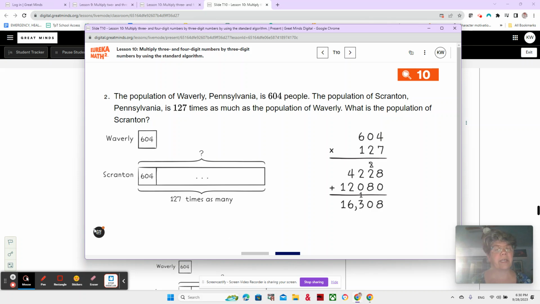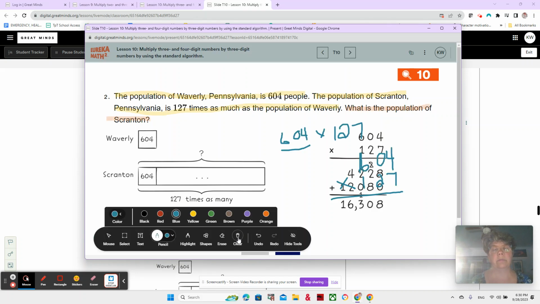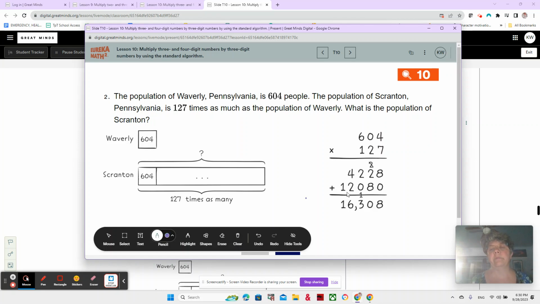Let's run through it together. All right, so 4 times 7, 28. Carry the 2, put down the 8. 7 times 0 is 0, plus 2 is 2. 7 times 6 is 42. All right, that one looks pretty good. First partial product looks pretty good.